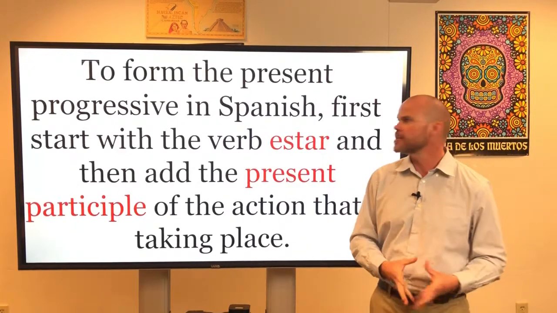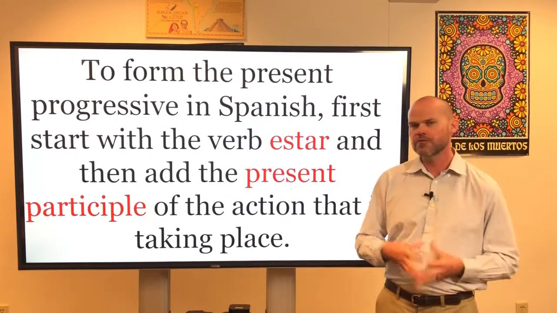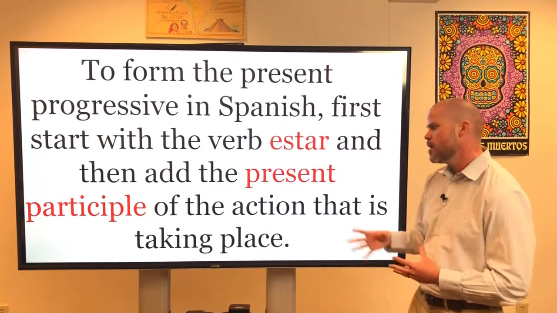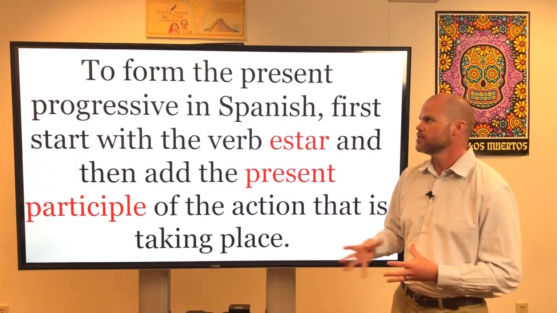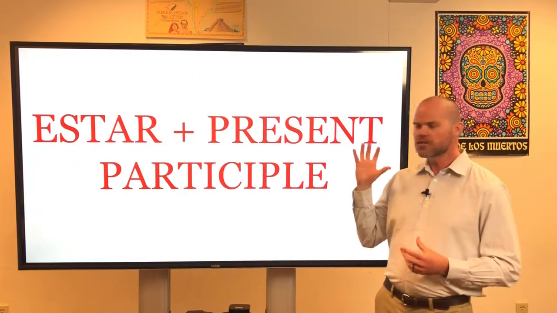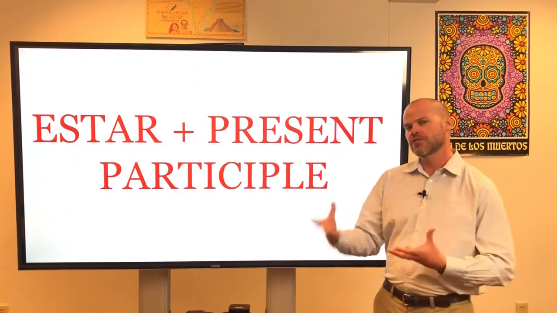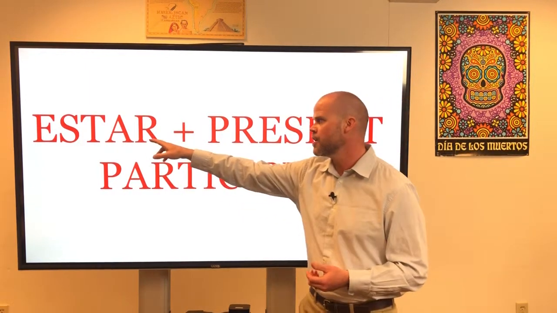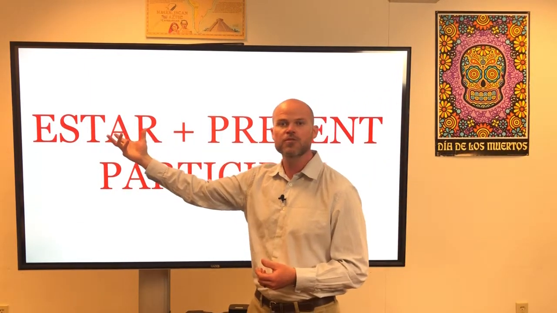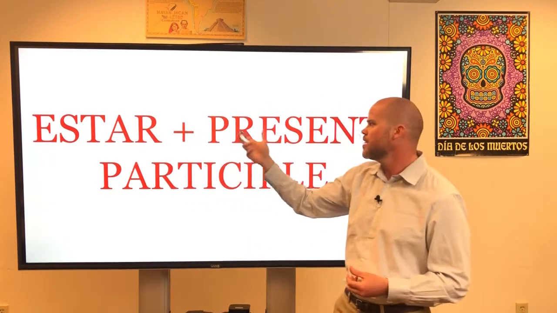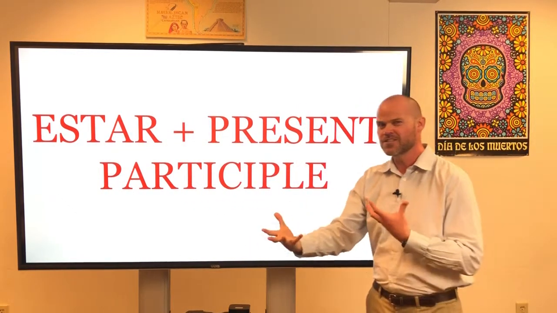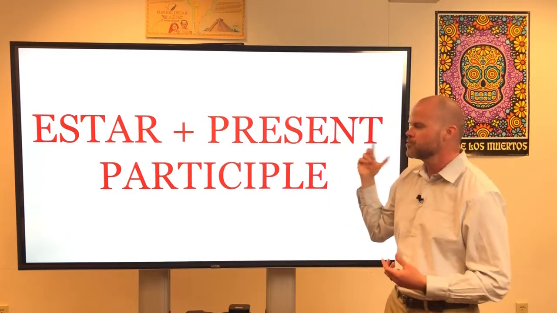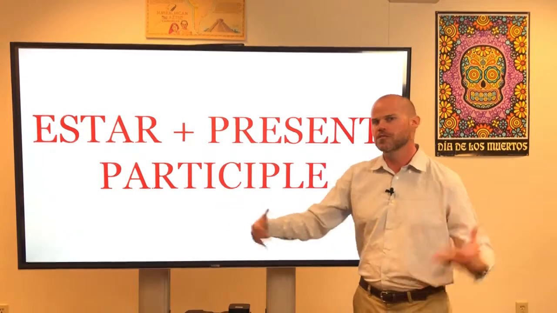To form the present progressive in Spanish, first we start with the verb estar, and then we add the present participle of the action that's taking place. So this is the present progressive. You can think of it kind of as a formula. Always start with some conjugation of the verb estar, depending on who's doing the action. Then, depending on what the action is, you take that verb and form the present participle of it to form the present progressive.